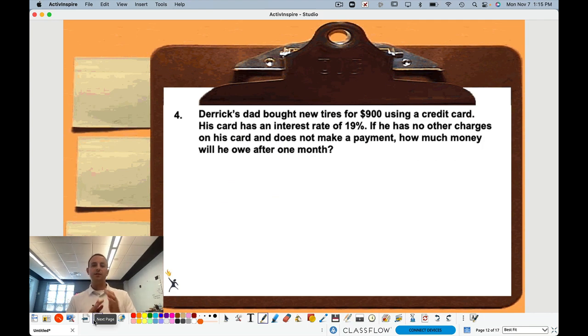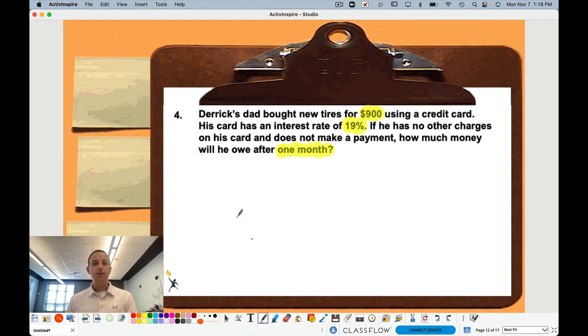So Derek's dad bought brand new tires, $900, using his credit card. The interest rate on the credit card is 19%, and that's actually right now very, very low. Right now, I think the rate is around 28% for most people. He has no other charges. If he does not make a payment, how much is he going to owe at the end of 1 month? So this one takes a little bit more into the problem.